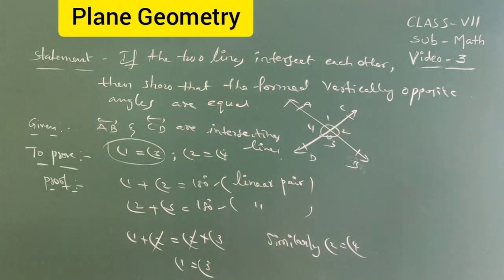So here, if two lines intersect each other in a plane, the formed vertically opposite angles are equal. We can prove that is the given statement. What is given here? AB and CD are intersecting lines. What we need to prove? Angle 1 equal to angle 3 and angle 2 equal to angle 4, because they are vertically opposite angles.